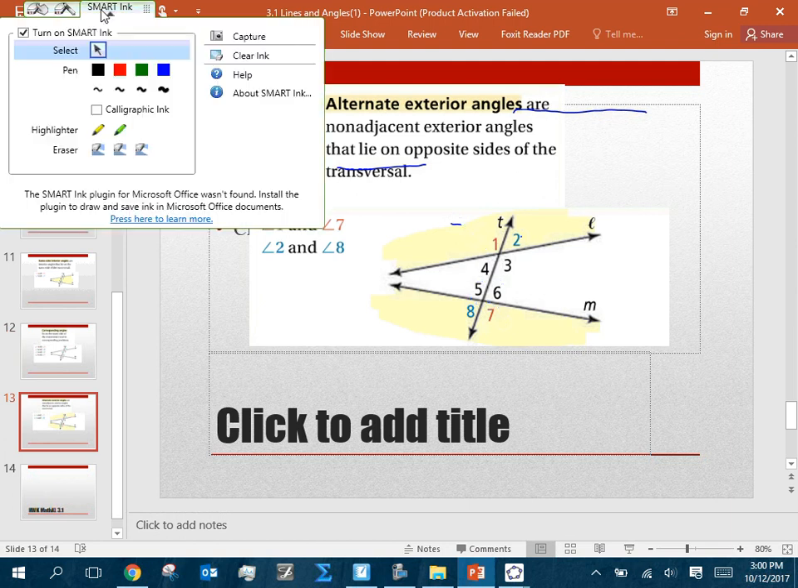So 1 and 7 are alternate exterior. 8 and 2 are also a pair of alternate exterior angles. Okay? And we're going to do a lot of work with those things in the next couple days.